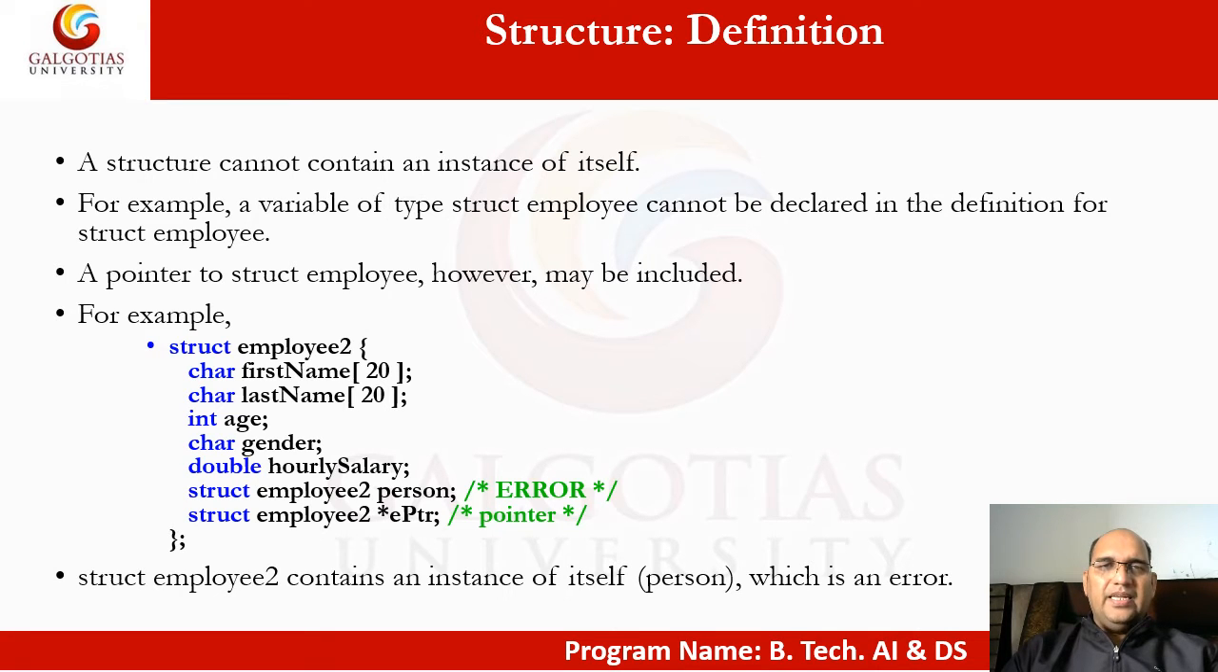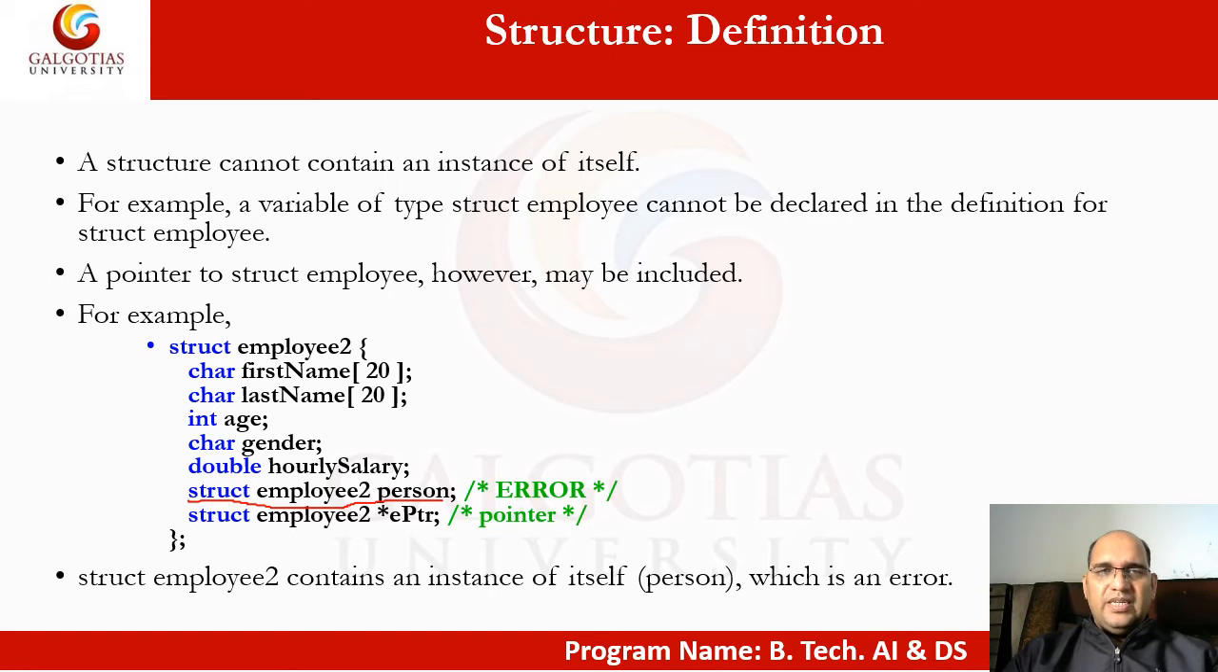And second, it says, but you can have a pointer variable of that particular struct type. So I will try to explain what that means. If you see this particular structure, struct employee 2, in this struct employee 2, I am trying to create an instance. How will you create the instance? You write struct, then the structure name, and then a variable, person. So I am trying to create an instance of struct employee 2, and I want to name it person.